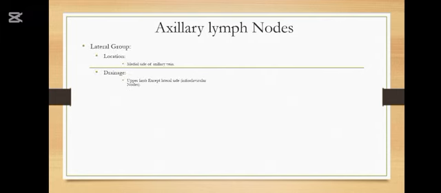The lateral group is present on the medial side of the axillary vein. Its drainage area is all the upper limb except the lateral side of the upper limb, which is drained into the infraclavicular lymph nodes. Then the central group of axillary lymph nodes.